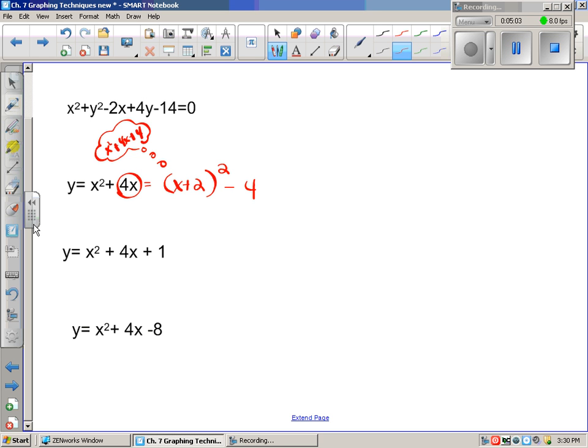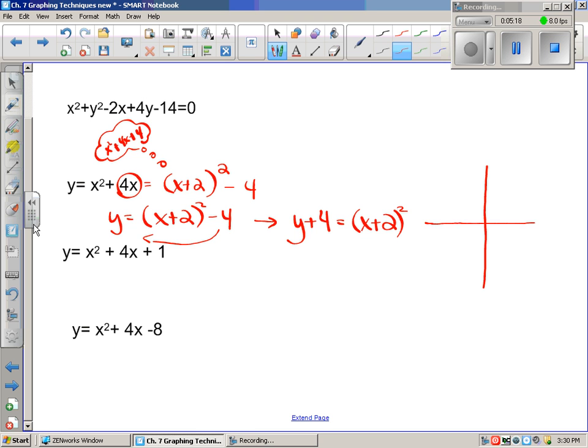And to write that in the form of a translation, let me just write it like this first so you can see it with the y next to it. What we want to do is bring that 4 to the other side, so what it looks like is y plus 4 equals x plus 2 squared. So we recognize that this is in fact a parabola that has a turning point at -2, -4. And so I drop that point, I draw my parabola, and that's all that I'm looking for.